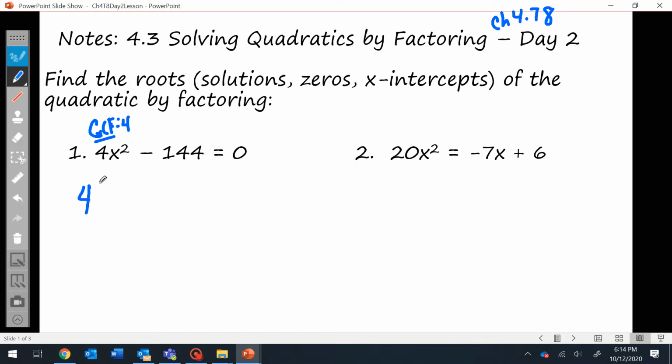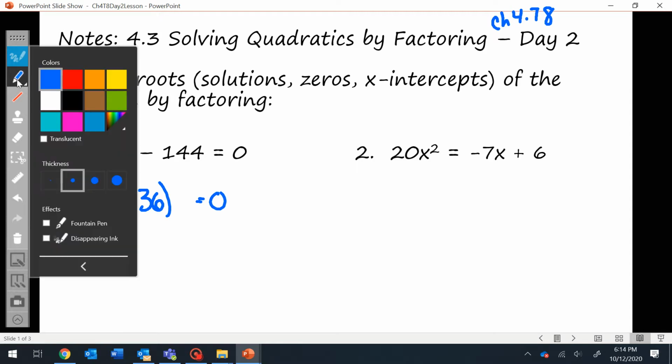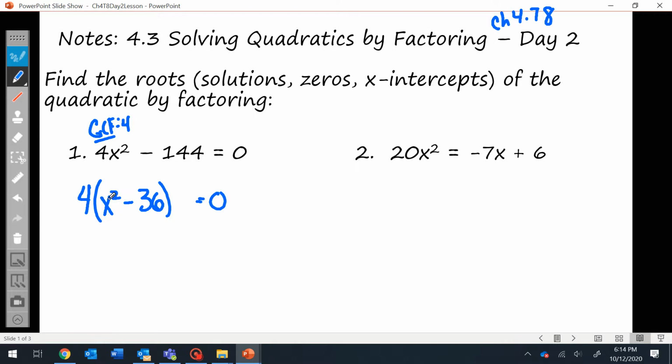So the GCF was 4, so that leaves me with x squared minus 36 equals 0, since 4 goes into 144 36 times. Okay, so x squared minus 36, can I factor this? Yes, I could use the cross and factor this, but I actually know that x squared minus 36 is a difference of 2 squares.